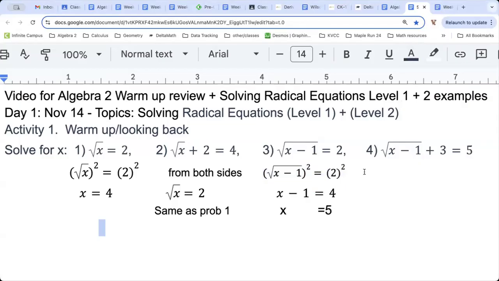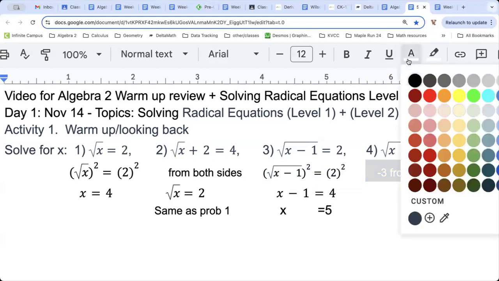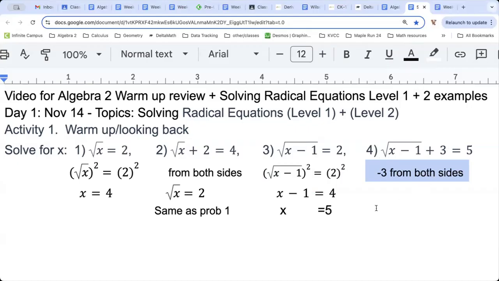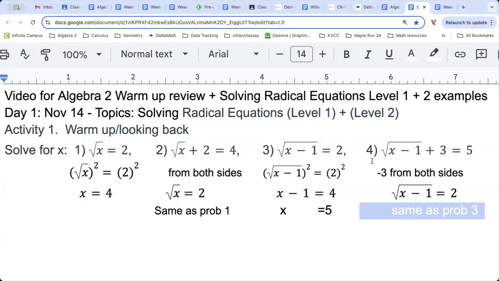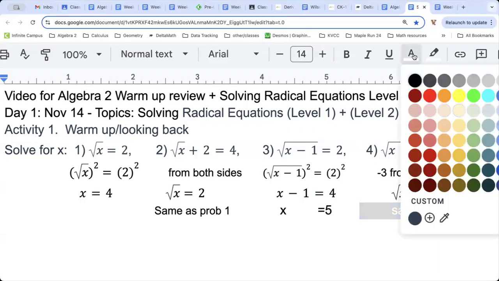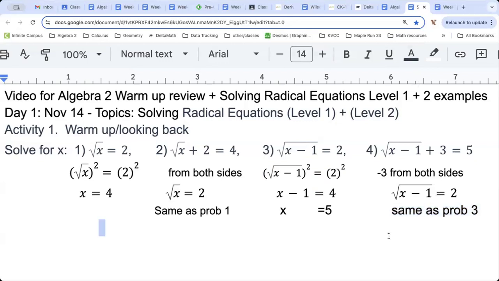And you can see number 4 is very much like number 3. However, the radical part is not isolated. So you want to get rid of the 3 by subtracting 3 from both sides. Once that's accomplished, the radical part is all by itself. Now you have seen examples 1, 2, and 3, and that is the same problem as 3. So you just square on both sides, and you should have the answer. The answer is x equals 5.